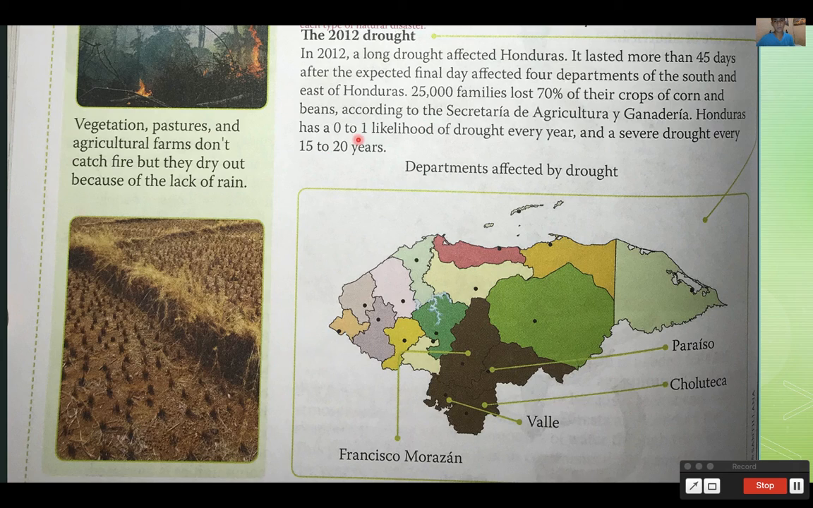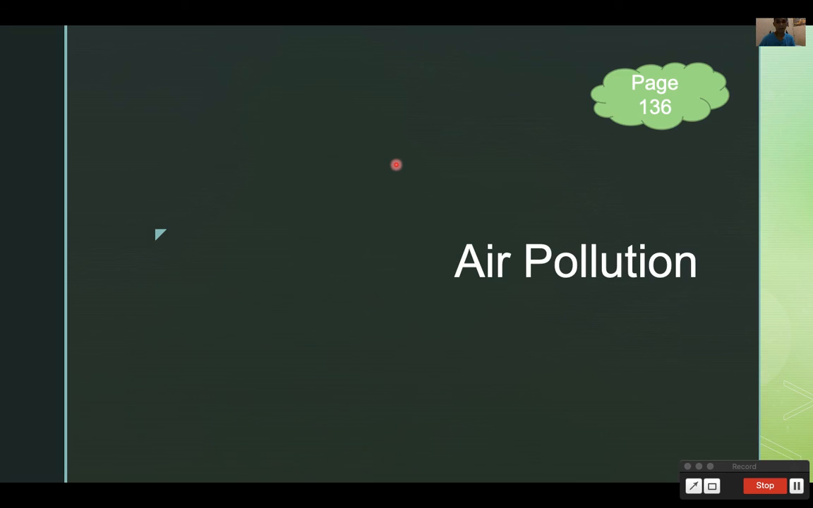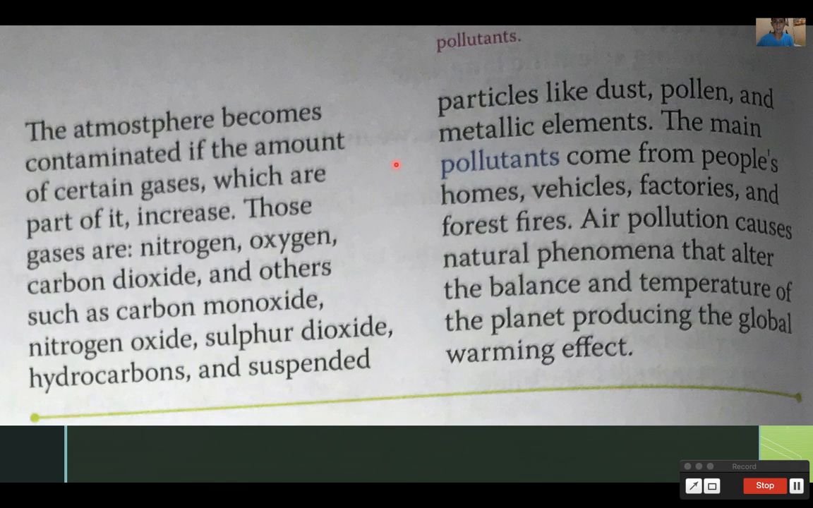Honduras tiene así como que dice de un 0 a un 1% de que hay una sequía cada año, pero cuando pasa, las sequías pasan, dice aquí en Honduras, cada 15 a 20 años. ¿Verdad? Esto es nuestro ejemplo. Luego tenemos air pollution, la contaminación del aire. ¿Qué es la contaminación del aire?